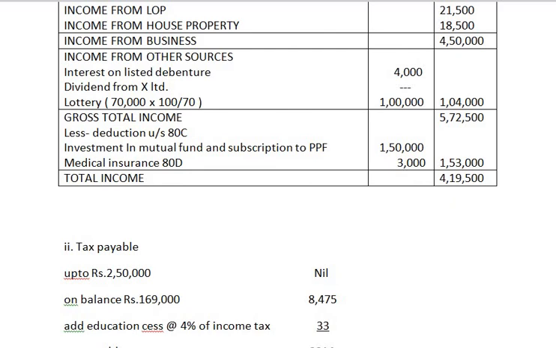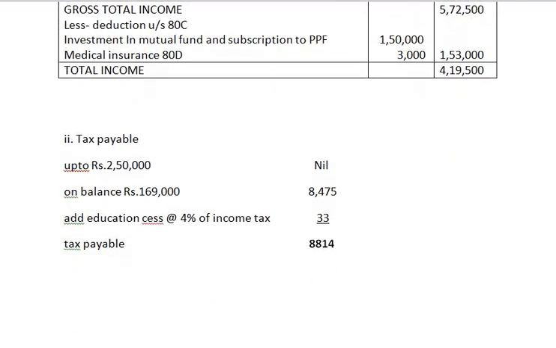Now the next question asked to us is, what is the tax payable? How to calculate tax payable? Once we get the total income 4,19,500, we have studied the income tax slabs in the previous class. That is up to 2,50,000 it is exempted from tax. 4,19,500 minus 2,50,000, remaining balance is 1,69,500. On that we have to pay 5%.